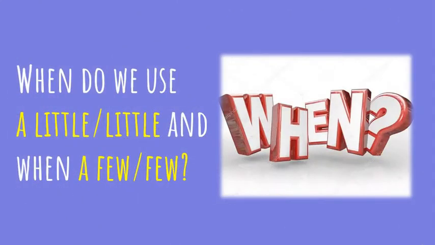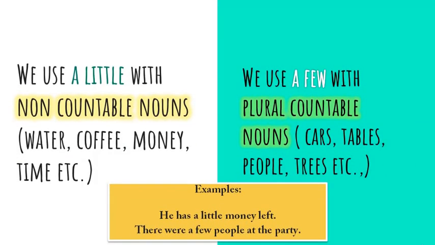When do we use a little, little, and when a few, few? We use a little with uncountable nouns, for example, water, coffee, money, time. We use a few with plural countable nouns, for example, cars, tables, people, trees. Examples: he has a little money left. There were a few people at the party.